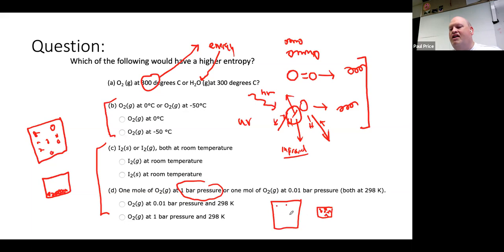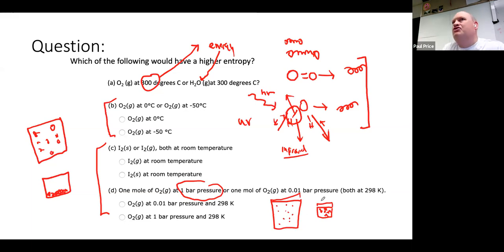So since the same amount of oxygen is exploring a larger space, this sample of oxygen would be at a higher entropy than that sample of oxygen. So what you want to look at when you're thinking about entropy is you want to ask yourself, how much energy do I have to disperse?